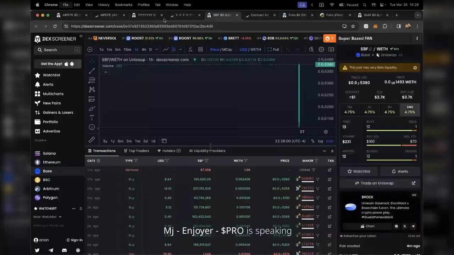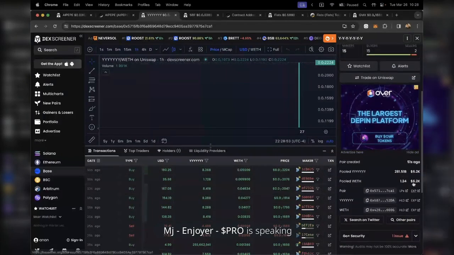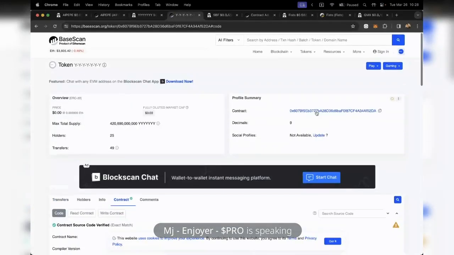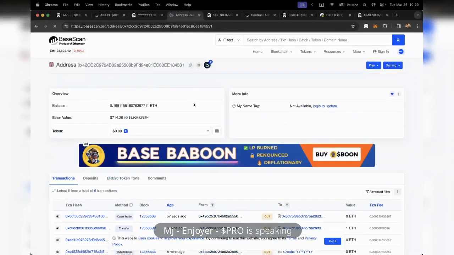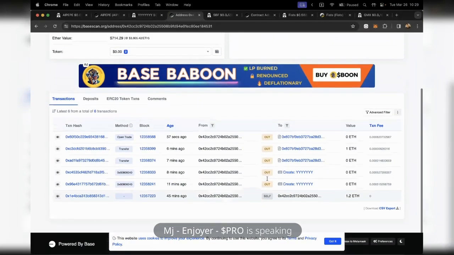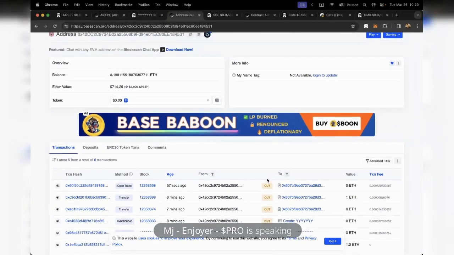This is going to be a rug because I aped this about a week ago and it was a rug, or about 5 days ago. So let's check out the contract creator. This was bridged. This is bridged ETH, which is usually not necessarily a bad or good sign. You can't really learn much from that.